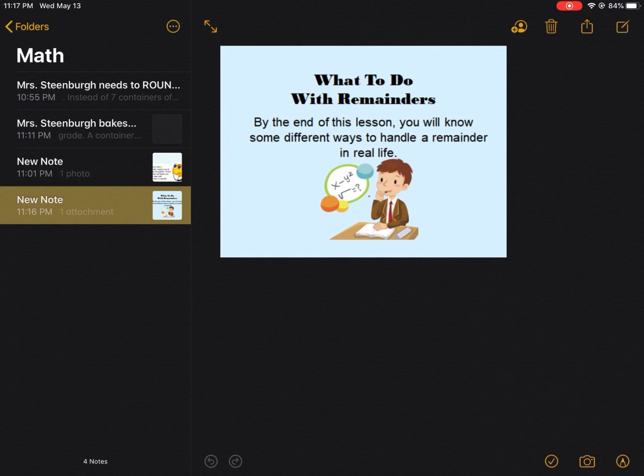Hey everybody. Today's math lesson, we're going to be looking at more division. This time we're going to take a look at what remainders mean and what to do with them.